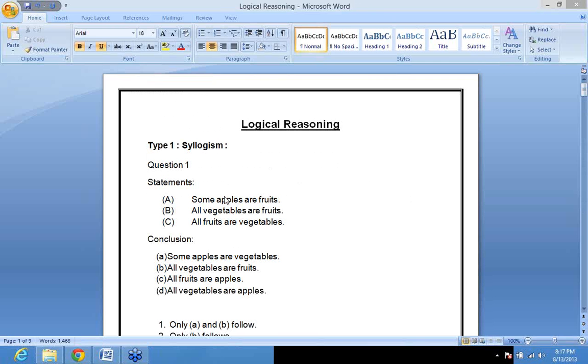The first type is syllogism, in which you have to establish relations between various categories of items as given. You can see here the question says some apples are fruits, all vegetables are fruits, and all fruits are vegetables, right? You have to draw conclusions based on the statements given and find the correct answer.